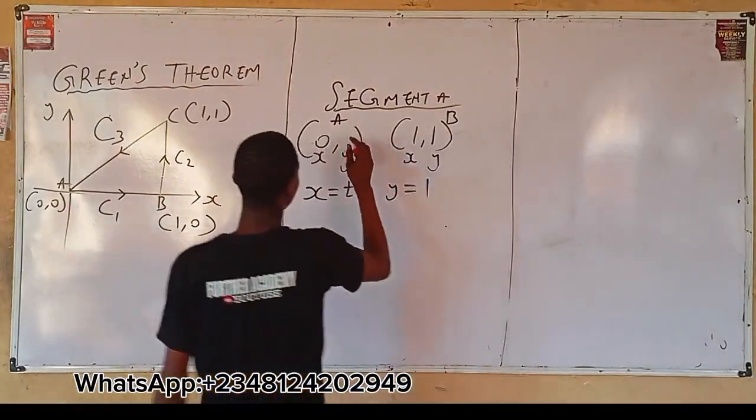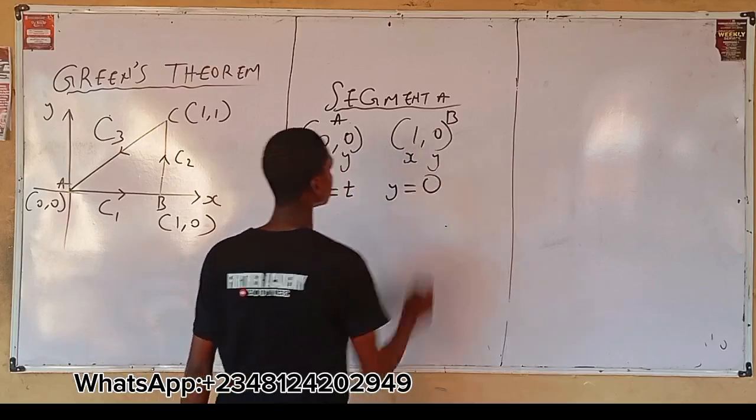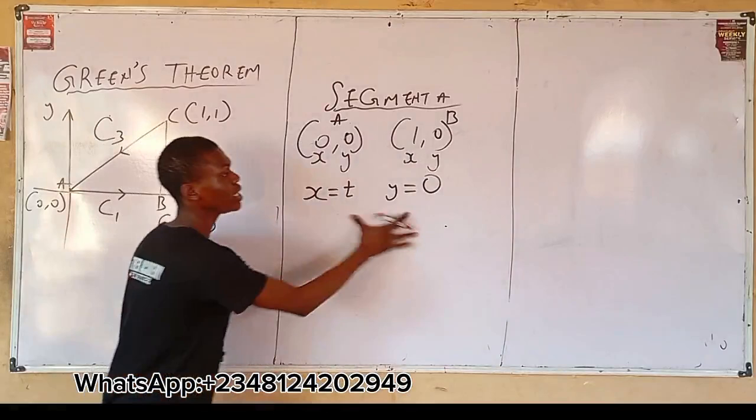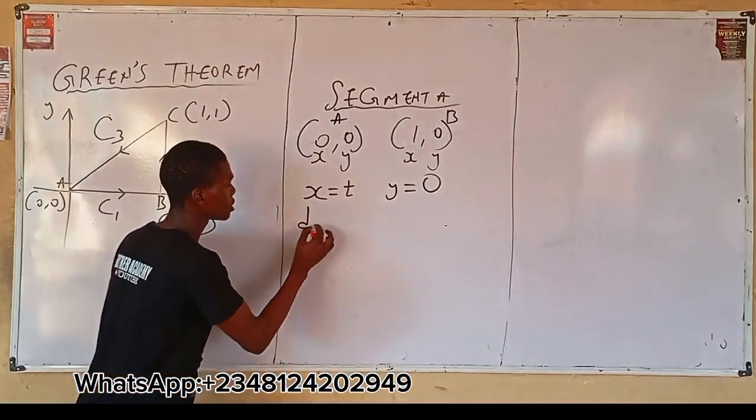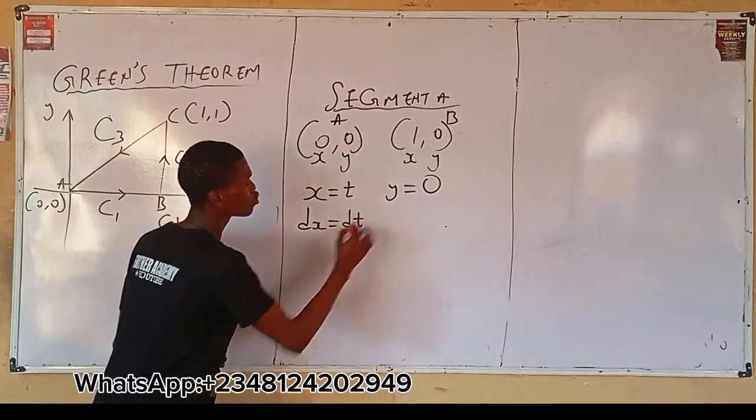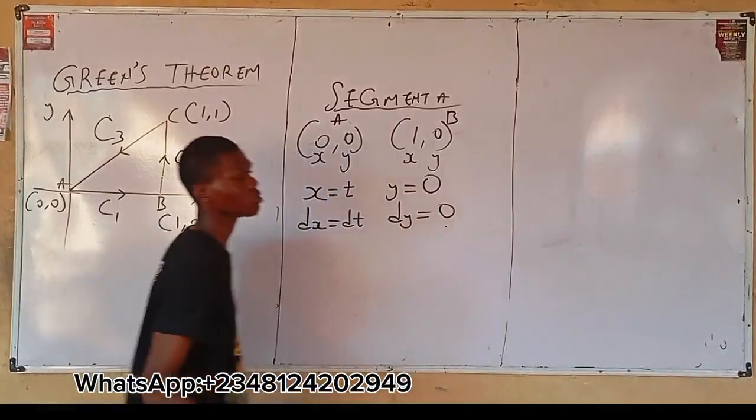So for this case, I have 0 and I have 0. Therefore, y equals 0. Can you see that it is actually easier compared to the formula method? So from here, calculate your dx. The x equals t. Then from here, the y equals 0.